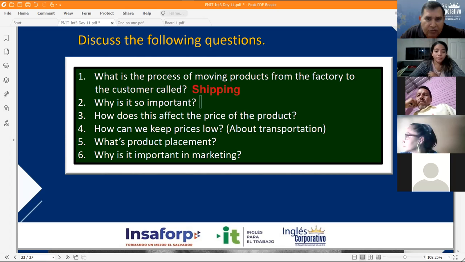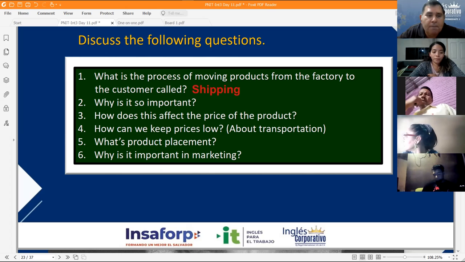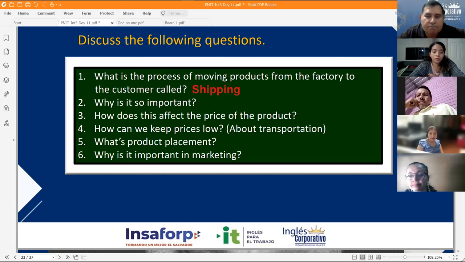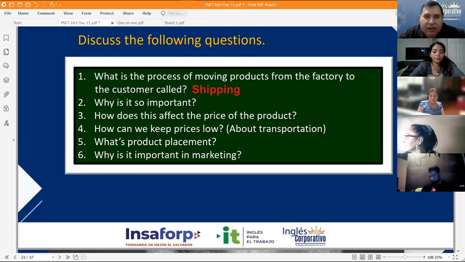Yeah, that's true. Okay, how does this affect the product? We already mentioned it. How does transportation affect the price of the product? It affects the final price for a customer. Exactly. And who pays for the transportation? The customer. The enterprise. Customers. Okay.